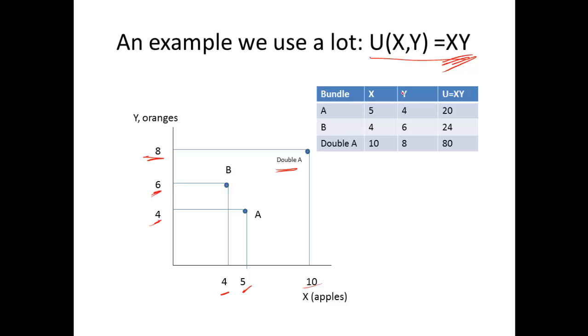Up in the table, what we've done then is depict these bundles in terms of their quantity of good x, the apples, quantity of good y, but now we've added another column, which is the utility associated with the bundle. So bundle A, we evaluate by x times y, and x is 5, y is 4, so x times y is 20. Bundle B has 4 and 6, the product of those two is 24, and double A, the last bundle, has 10 and 8, and 10 times 8 is 80. So all we've done in this diagram so far is just depict some points in commodity space and then calculate the utility associated with those points given this particular utility function.